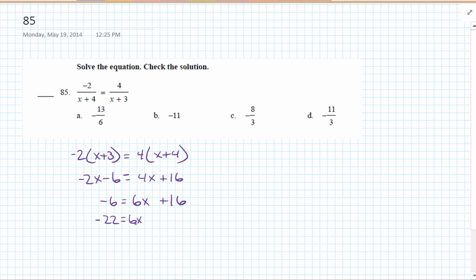Divide everything by 6. I'm going to get x equals negative 22 over 6, which simplifies, once we factor out a 2, to negative 11 over 3. Answer's D.